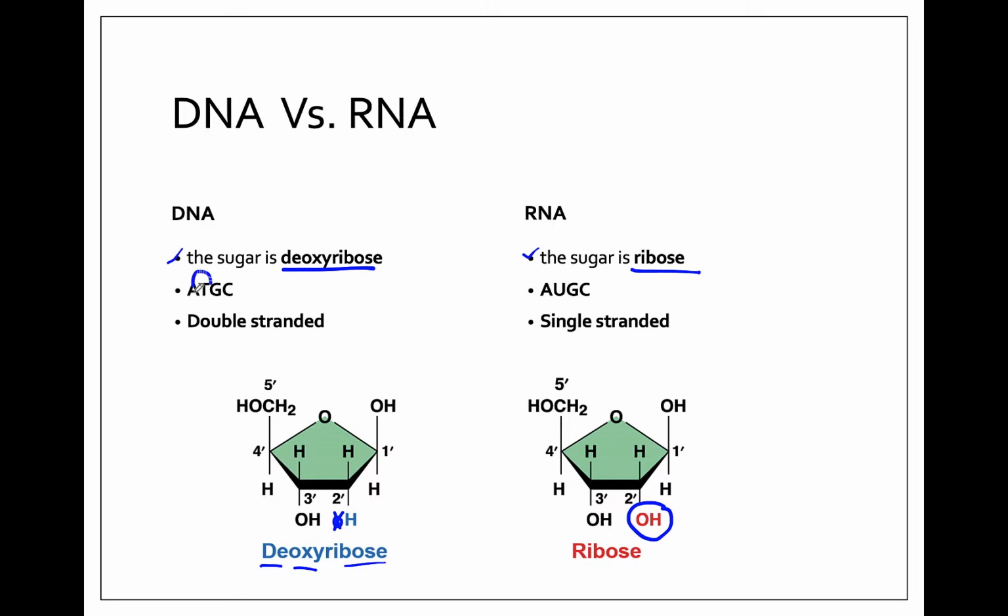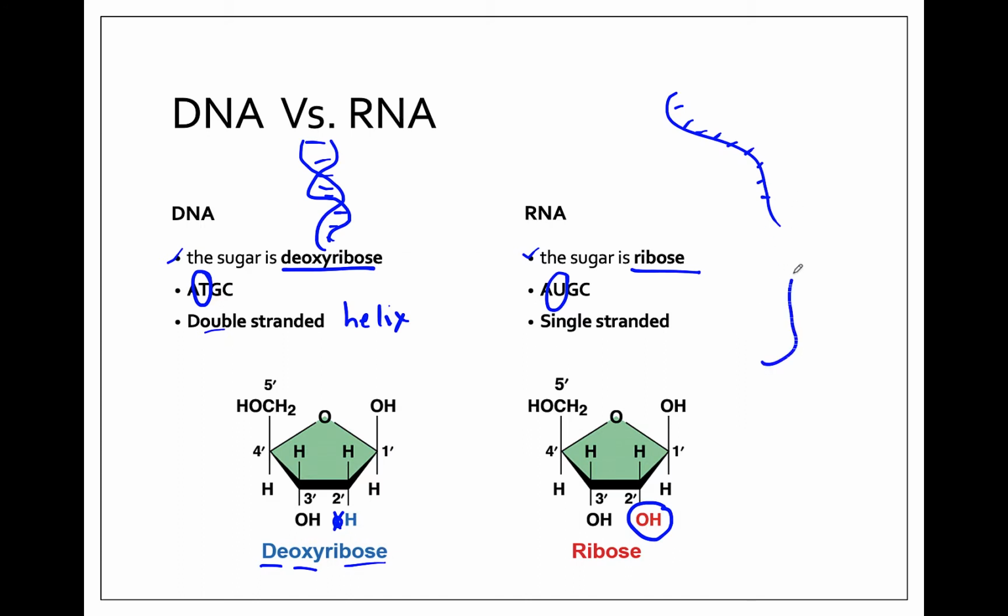Nitrogenous bases are different. DNA has thymine, whereas RNA has uracil. So you'll never see a thymine in an RNA, you'll never see a uracil in a DNA. DNA is also what's considered a double helix, so it's kind of 2 strands woven together to create what's called a double-stranded helix. RNA is typically 1 single strand.